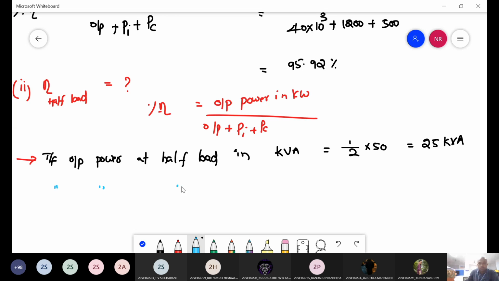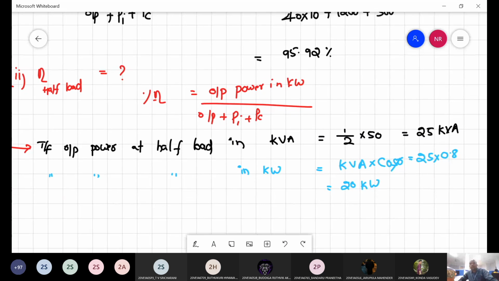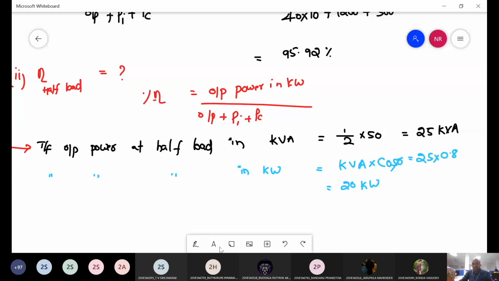Now transformer output power at half load in kW. kW is equal to, what is the formula? kVA into cos phi. kVA is how much here? 25 into cos phi, 0.8. How much is it? 20 kilowatts. Tell the units also.